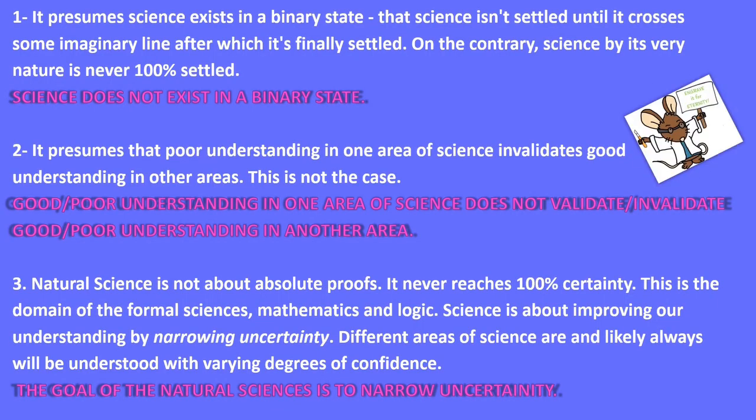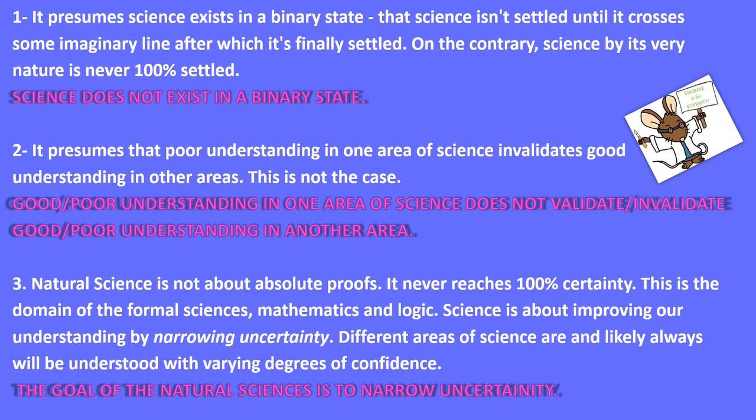And this year, I'm going to do you the favor of summarizing each of our 3 big points into one little sound bite or a little chunk that you can keep in your head and maybe memorize a little more easily. So there's our little engrave it for eternity, guys. So this is one of my points to keep forever. So this concept that science is settled is wrong because 1, it presumes science exists in a binary state, that science isn't settled until it crosses some imaginary line after which it's finally settled. On the contrary, science by its very nature is never 100% settled. Science does not exist in a binary state. That's the way to sum up number 1. It's not like it's on or off, right or wrong, black or white.